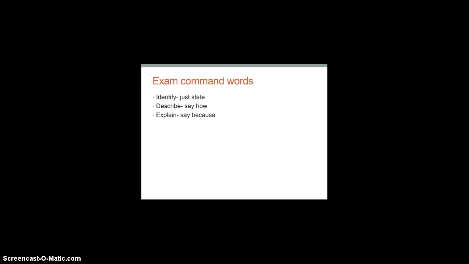So there's a couple of different ways that you can show that, and it's usually about the type of language or the words that you're going to use in response to these command words. So if it's identify, don't waste too much time, just say what it is. If you've got to be descriptive, try and say what's going on, or if you're explaining it, say, well, this is happening because this is occurring.